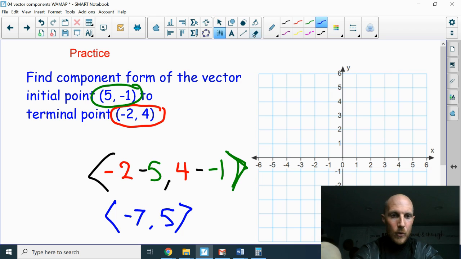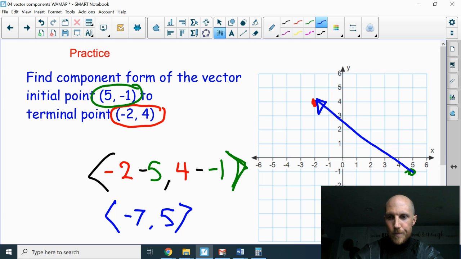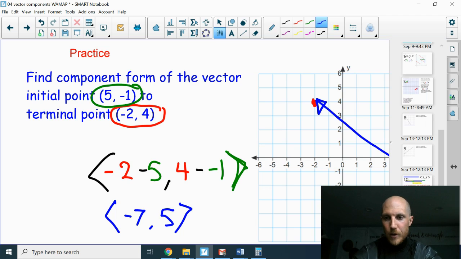So I'll do the terminal point in red because I got my red first. So -2, 4 is right here. My initial point at 5, -1 is right here. Starts at the green one, ends at the red one. That's not too bad. I was thinking that was not going to be straight at all. And so in the horizontal component, I go 1, 2, 3, 4, 5, 6, 7 spaces. So that's the -7, and then 1, 2, 3, 4, 5 spaces up. And so that is the 5 for the y component. So I can do the same thing no matter which of those approaches I use.